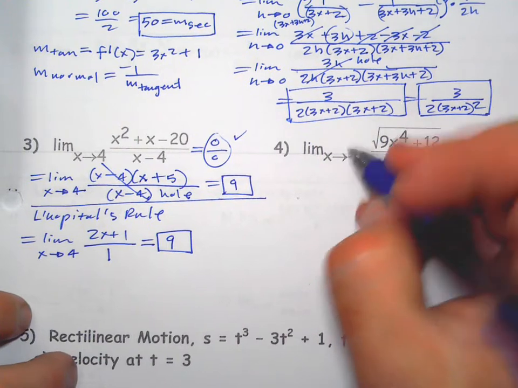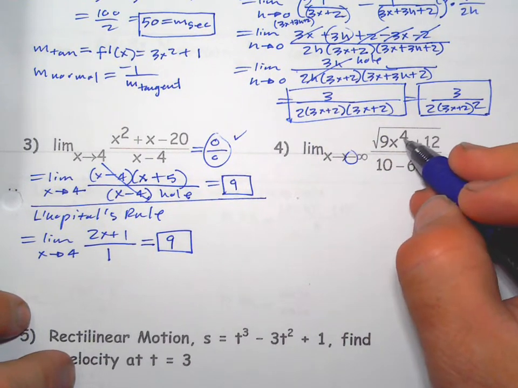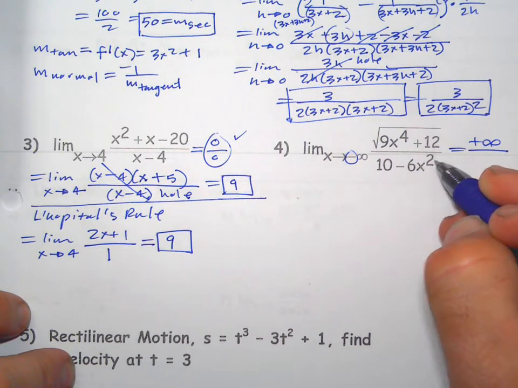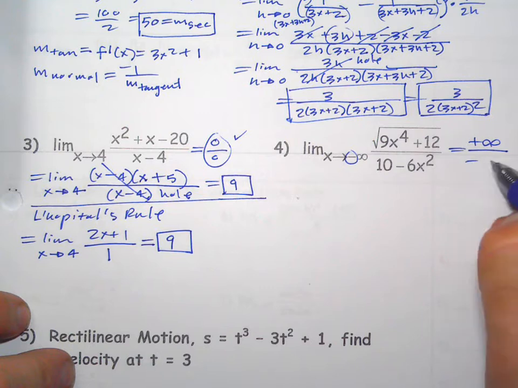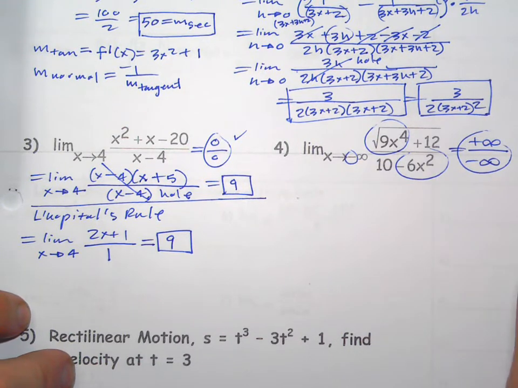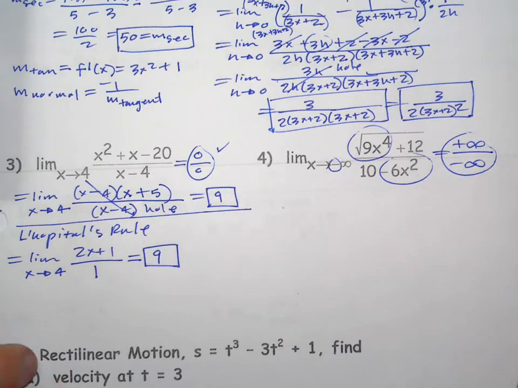Number 4, we're going to negative infinity, which gets raised to the 4th power, becomes positive, square root of it is positive, so we have some kind of positive infinity on top. And negative gets squared to make positive, but there's an extra negative, so it's going to be negative infinity on the bottom. These are the dominant terms, okay? We better get a negative answer. That's one thing.